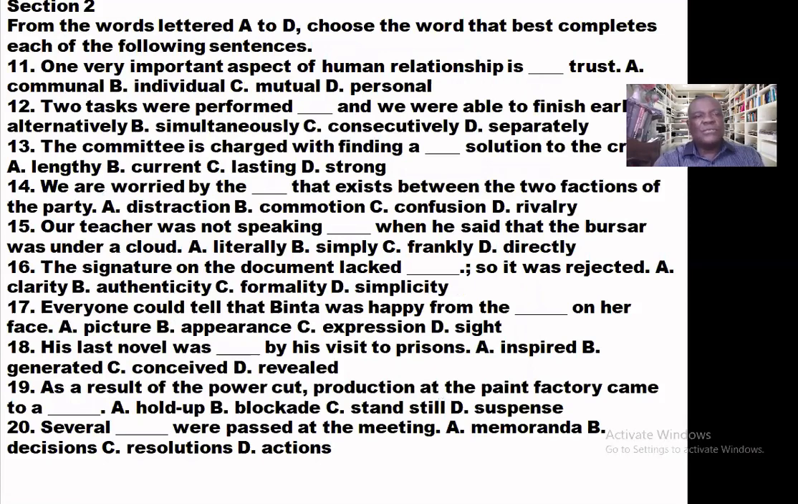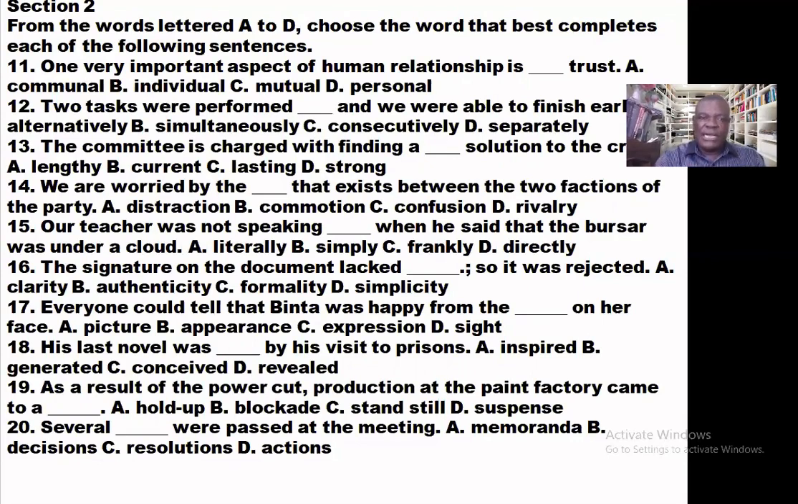Now, we are going to section 2. From the words lettered A to D, choose the word that best completes each of the following sentences. So here we are dealing purely with collocation. As I earlier said, collocation is the fact that certain words tend to associate with each other or tend to be used together in English writings and speeches.